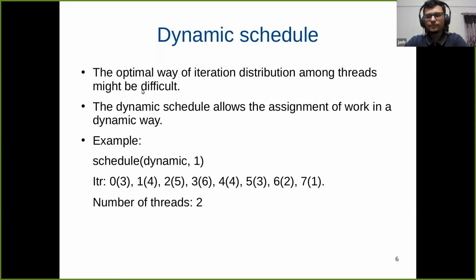In dynamic schedule, the iterations will be distributed among threads based on the thread's availability. Let's say a thread is done with the amount of work given to it, then OpenMP will give some more work to it. So that is how dynamic scheduling works. Basically, dynamic scheduling allows the assignment of work in a dynamic way.